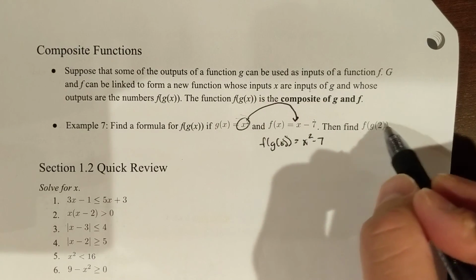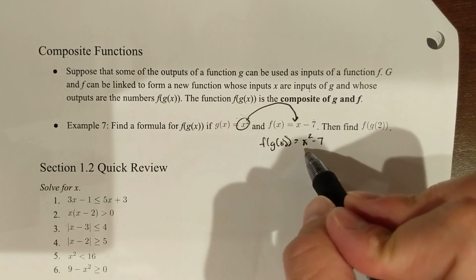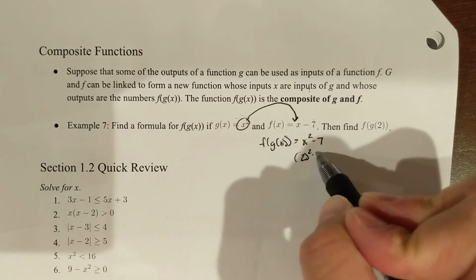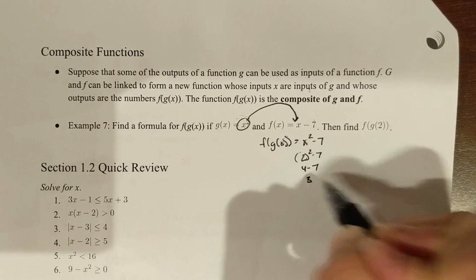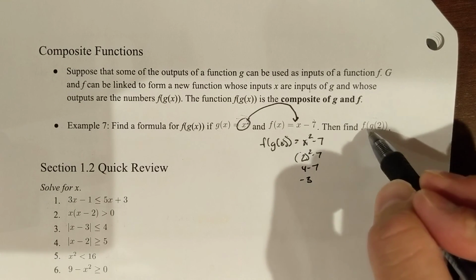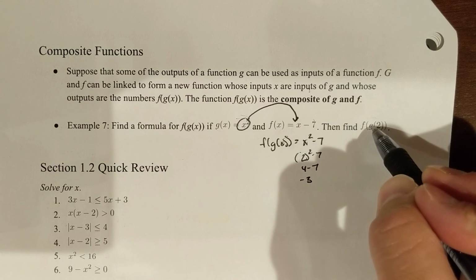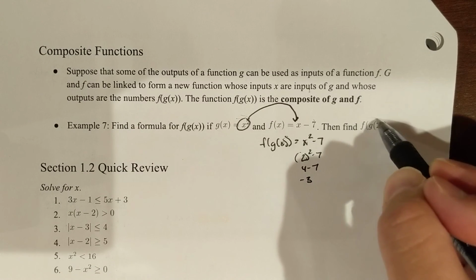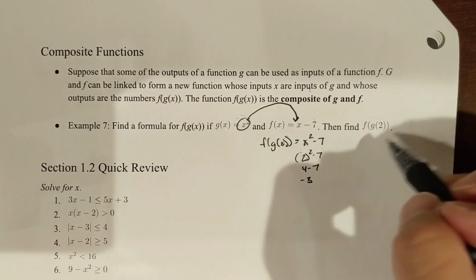So here, find f of g of 2. There are two ways to think about it. I can just plug 2 in here: 2 squared minus 7. 4 minus 7 is negative 3. The other way to do it is to think about what this does. What this means is plug 2 into g and get a number, and then take that number and plug it into f.